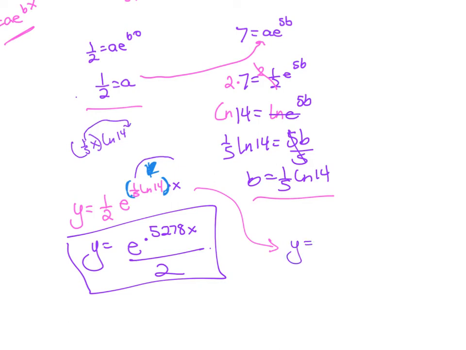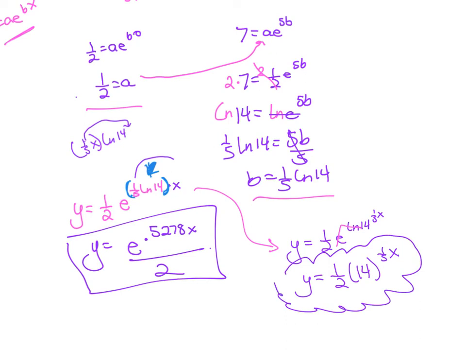So this is y equals 1/2 e to the natural log of 14, and that's raised to the 1/5 times x. And then e to the natural log, using the inverse property, that goes away. So it's y equals 1/2 times 14 raised to the 1/5 x. Okay, so if you were to practice doing that, just like the population word problem, that's what it would be. For WebAssign, it's looking for this answer here.